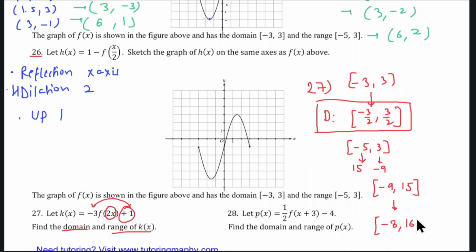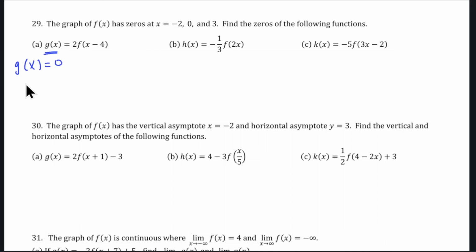Okay, now the function has zeros at negative 2, 0 and 3. That's an independent question. Then find the zeros of the following function. Remember, the zeros are when the function becomes 0, right? So I'm looking for when g(x) is equal to 0, or 2 times f(x) minus 4 is 0, or f(x) minus 4 is 0.